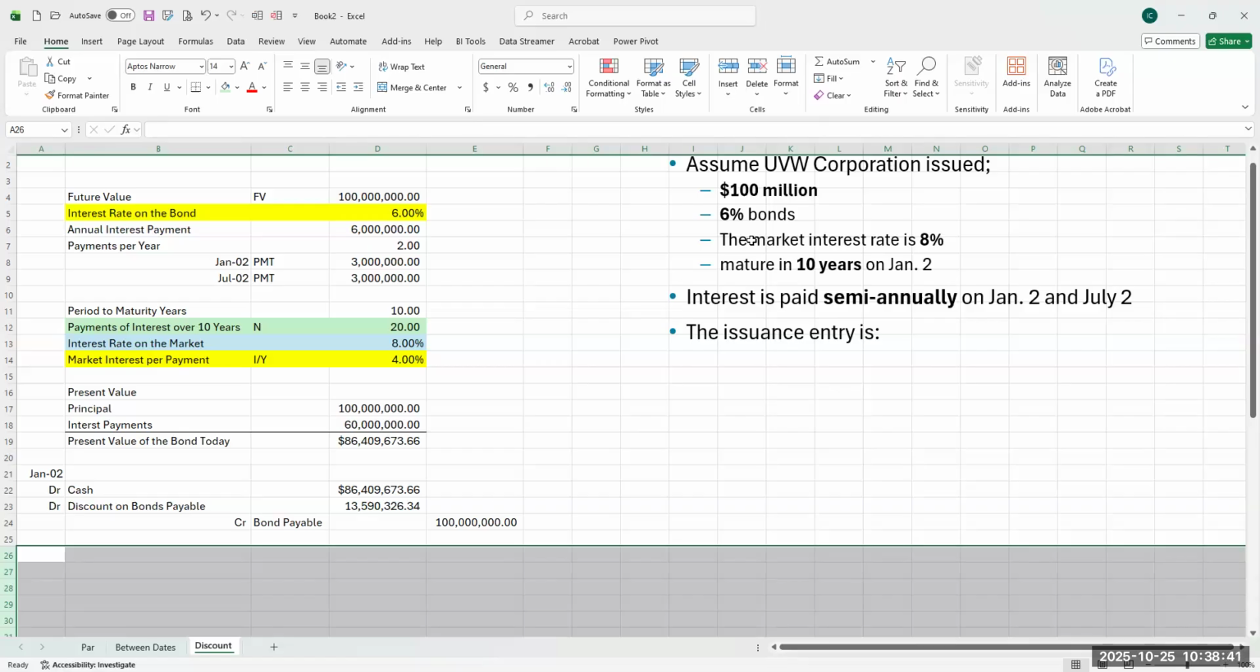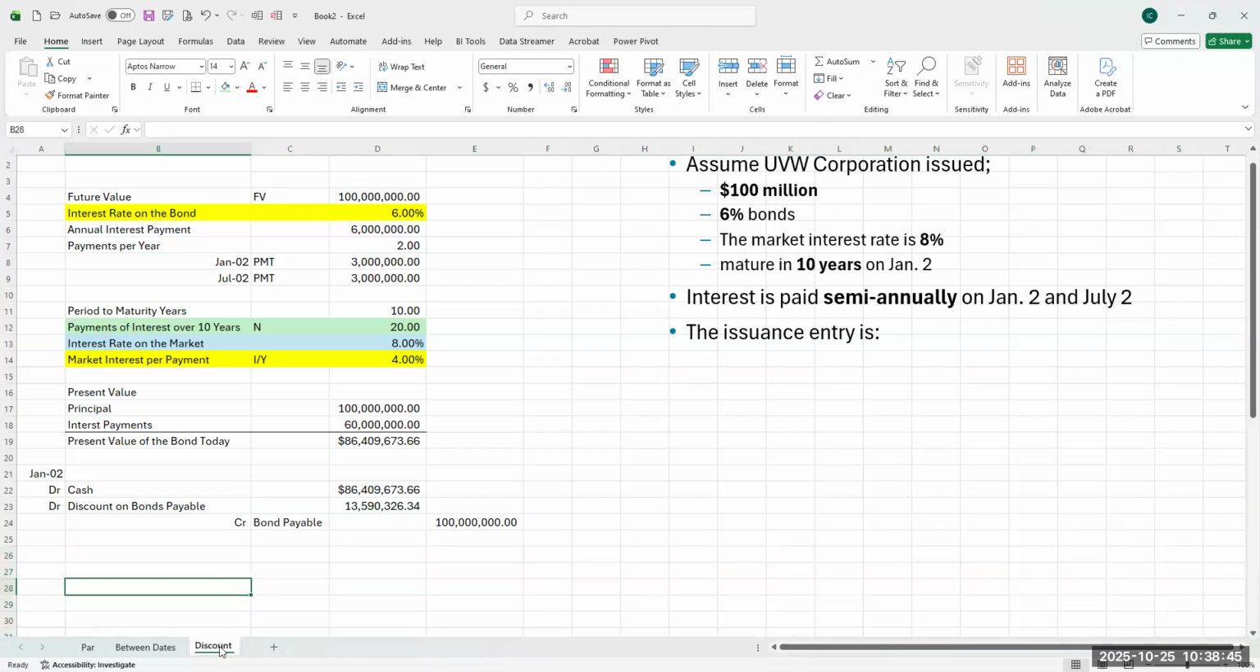Now let's see the opposite. What will be the journal entry if we issue the bonds with the premium?